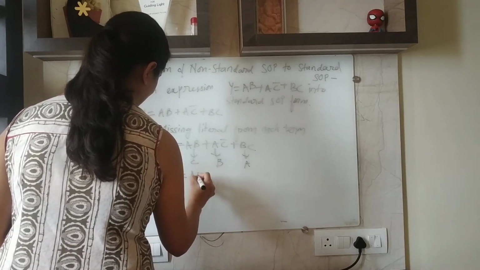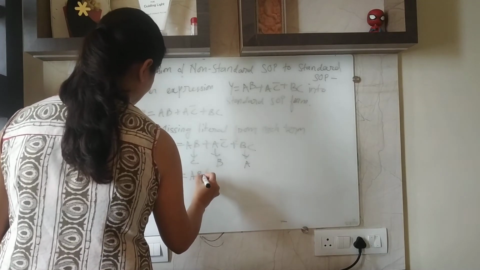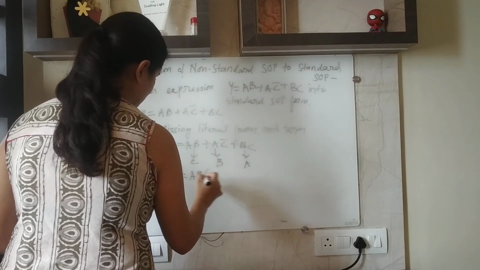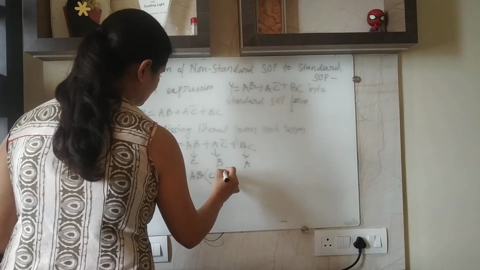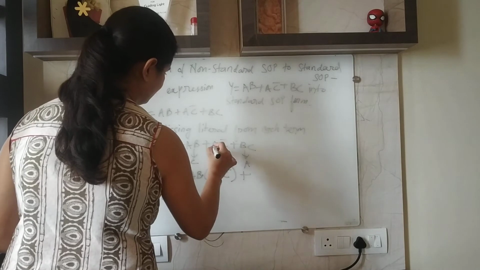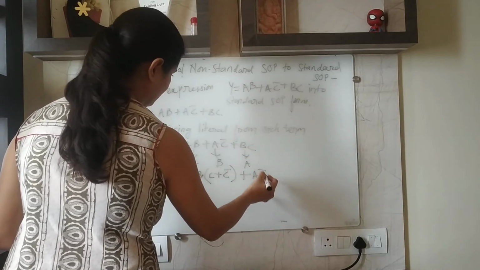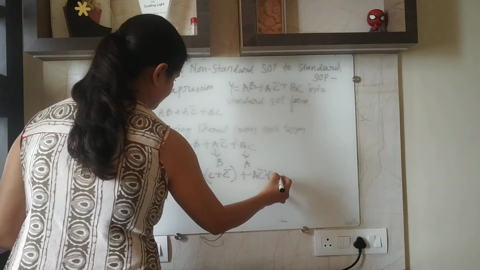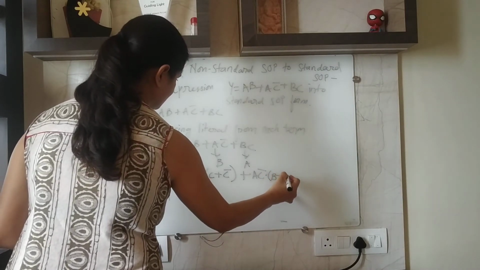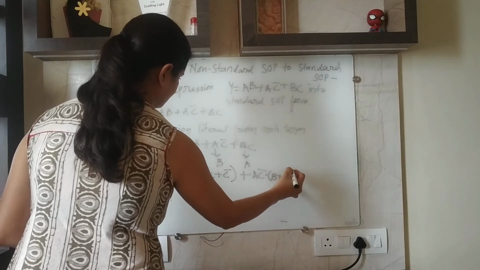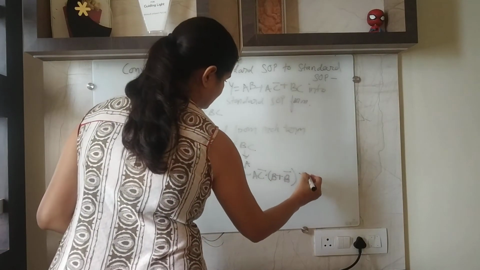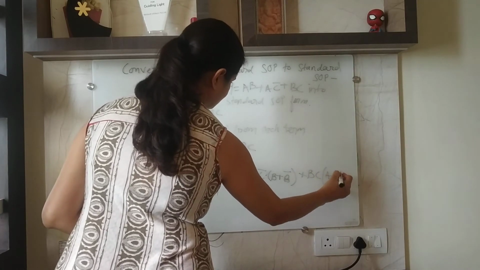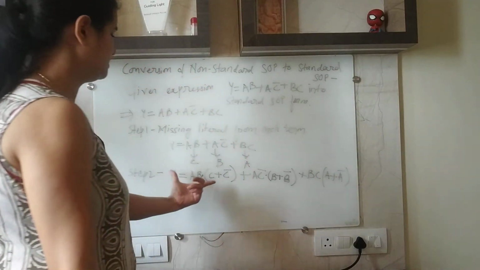the original term I will write first, then AND means the dot sign is there. The missing literal is C, OR with its complement, right? Plus again for the next term, AC bar is the next term, and the missing literal is B, OR with its complement. The next is BC, the missing literal is A, OR with its complement. So this is the equation, right?